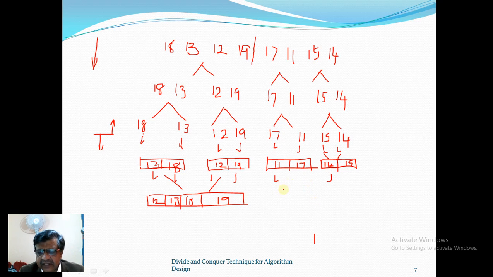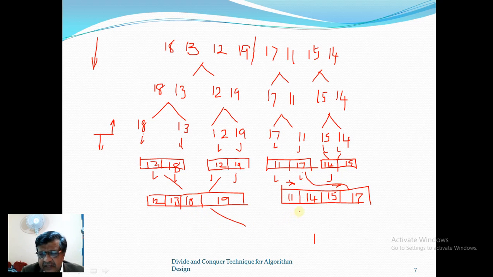Once again the same trick is played here also. Okay, the same thing is executed here also. a of i is compared with a of j, it is lesser, therefore 11 will come and i will move. Okay, once again a of i is compared with a of j, and 14 will come and sit over here, j will move. Then once again a of i is compared with a of j. Okay, a of j is lesser than a of i, 15 will come over here. Then whatever remains in this portion of the array will just be transferred over here. Okay, this will come and sit over here.